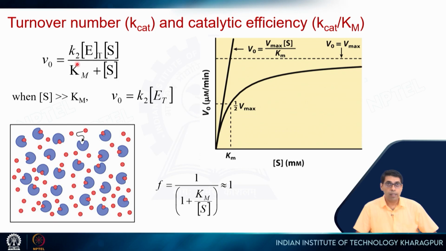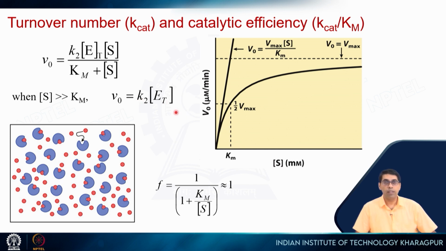So, let us look at the Michaelis-Menten equation here. Remember that K2 times E total is Vmax. So, we can either write it as Vmax or we can break it down as K2 times E total. When the substrate concentration is much greater than Km, we can ignore Km. So, the denominator will be S. These two cancel out and V naught will be equal to K2 times E total.